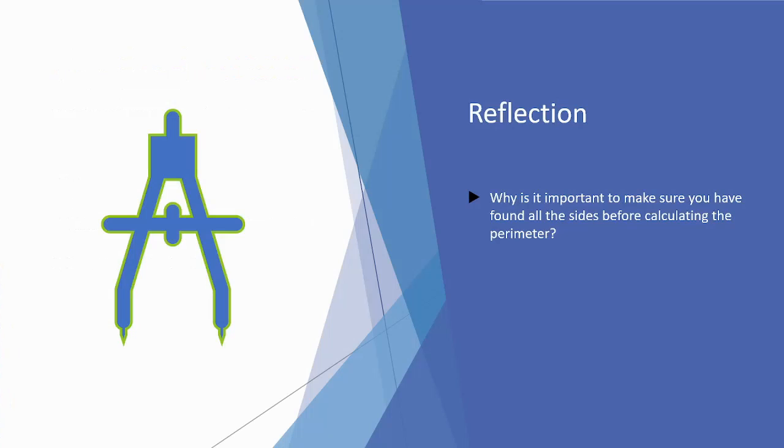So for some reflection today, why is it important to make sure that you have found all the sides before calculating the perimeter?